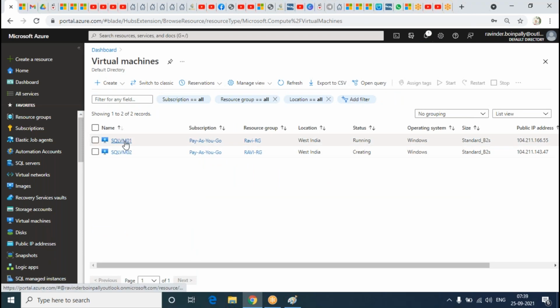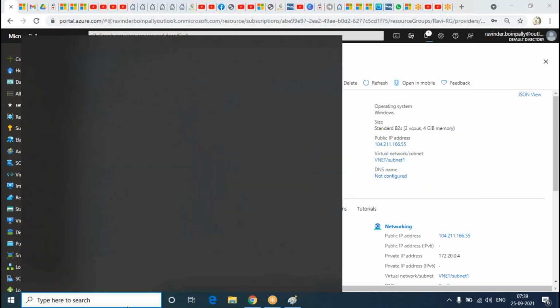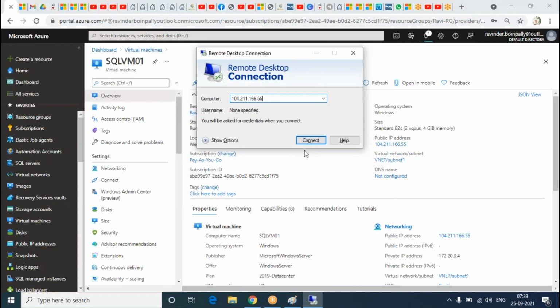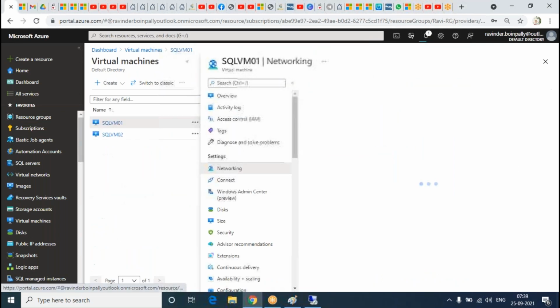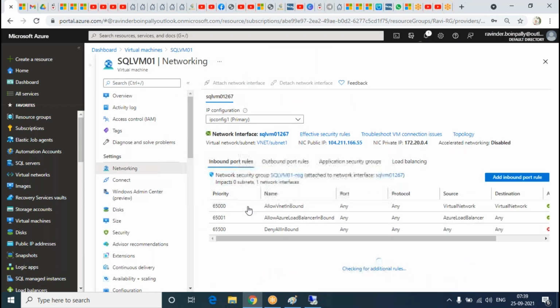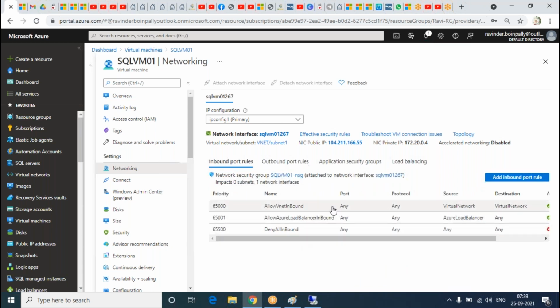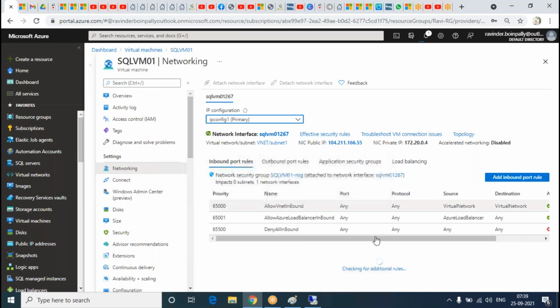Right, the first one is created, good enough. If I try to talk to this machine, I cannot connect to it because the NSG will block it. If I come to here, there is no rule actually allowing traffic into the VM. There are inbound rules, and these inbound rules control what can enter the VM. If you click on the VM, there is something called networking. There is inbound and outbound.